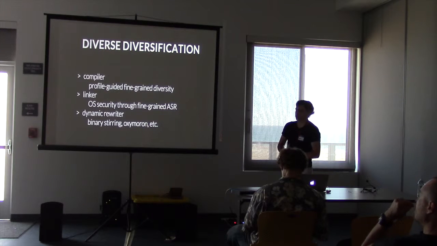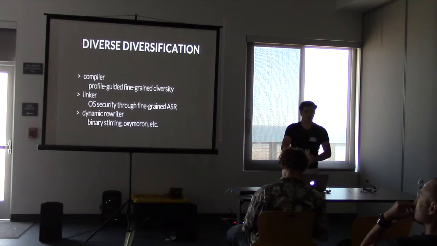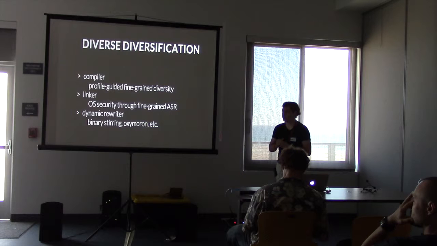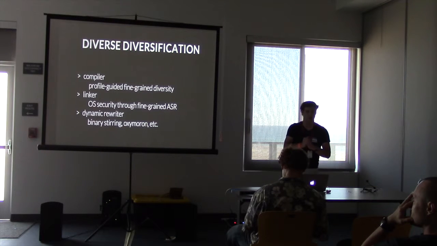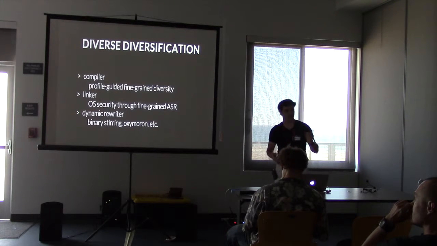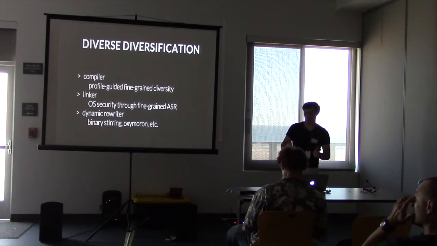The third way of doing this is dynamic rewriting. This means you don't need to have access to the source code, you don't have to recompile your program, but you have to run it through a rewriter that tries to read the x86 code, disassemble it, and then rewrite it to look different. A couple of the more practical ones are binary stirring and Oxymoron. If you're interested, take a look at them. Wartell was actually a guy that did some of the binary stirring work. Awesome stuff.